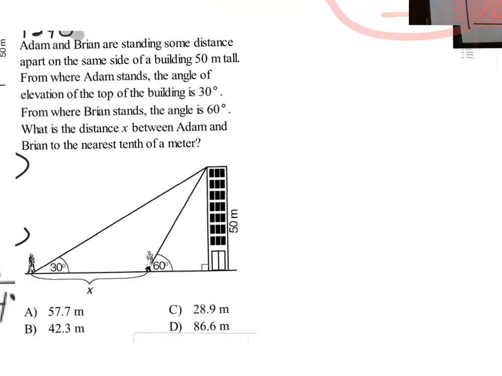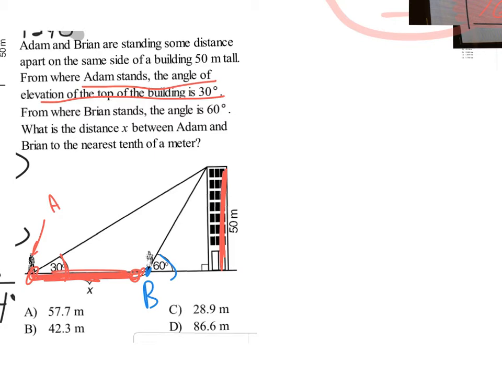Finally, number 10, Brian and Adam are standing at some distance apart on the same side of a building, 50 meters tall. So here they're telling you the height is 50. From where Adam stands, the angle of elevation is 30. So there's Adam, and the angle of elevation is 30. From where Brian stands, the angle of elevation is 60. What is the distance between Adam and Brian? So here they're asking you to solve for this distance here.